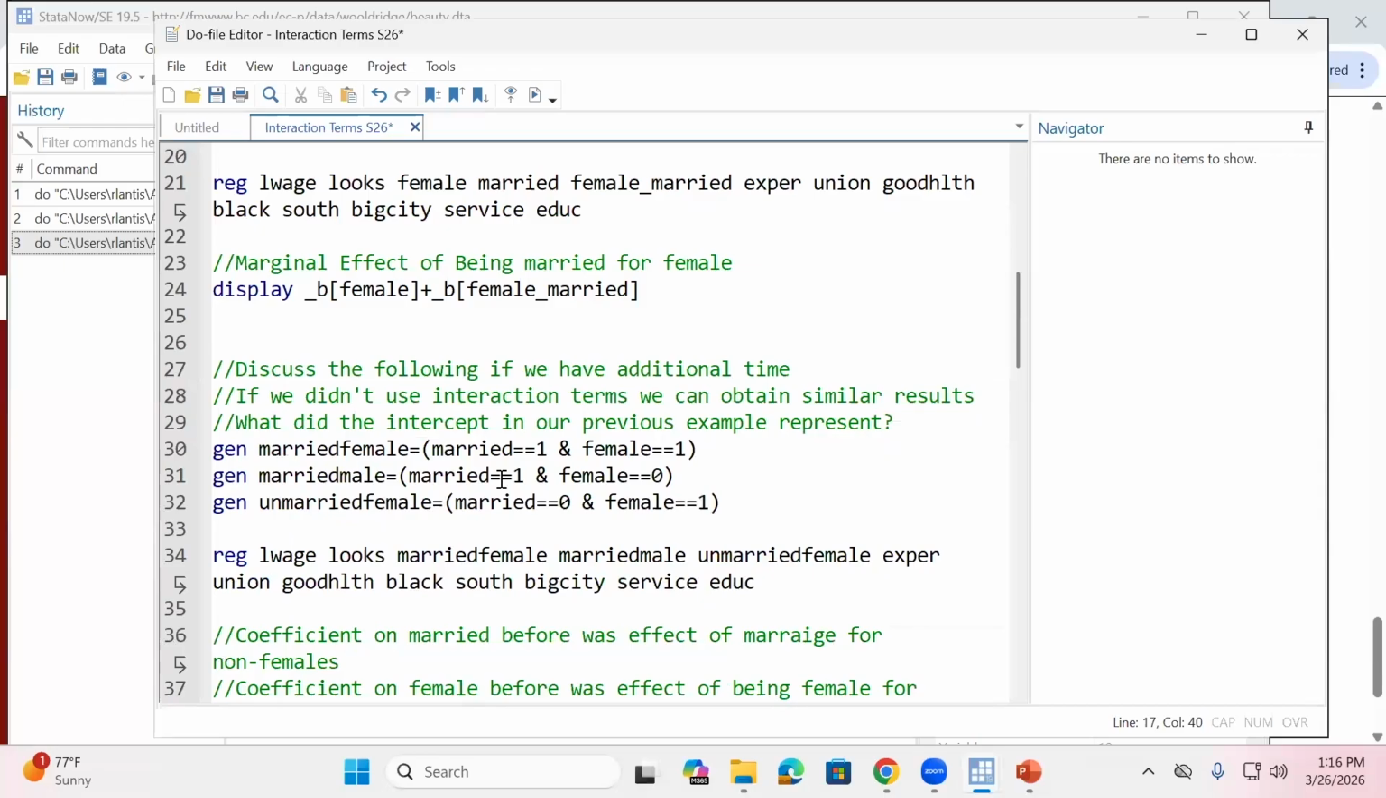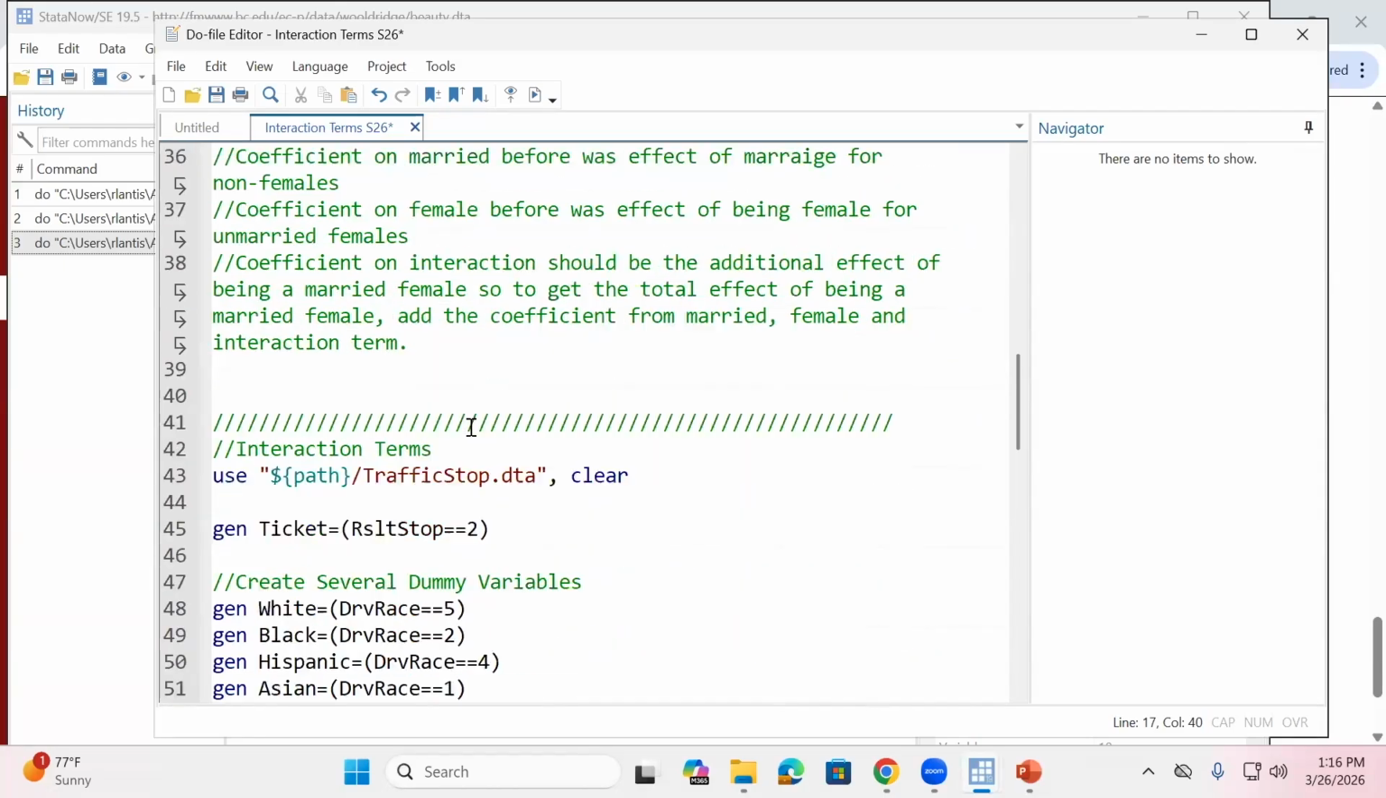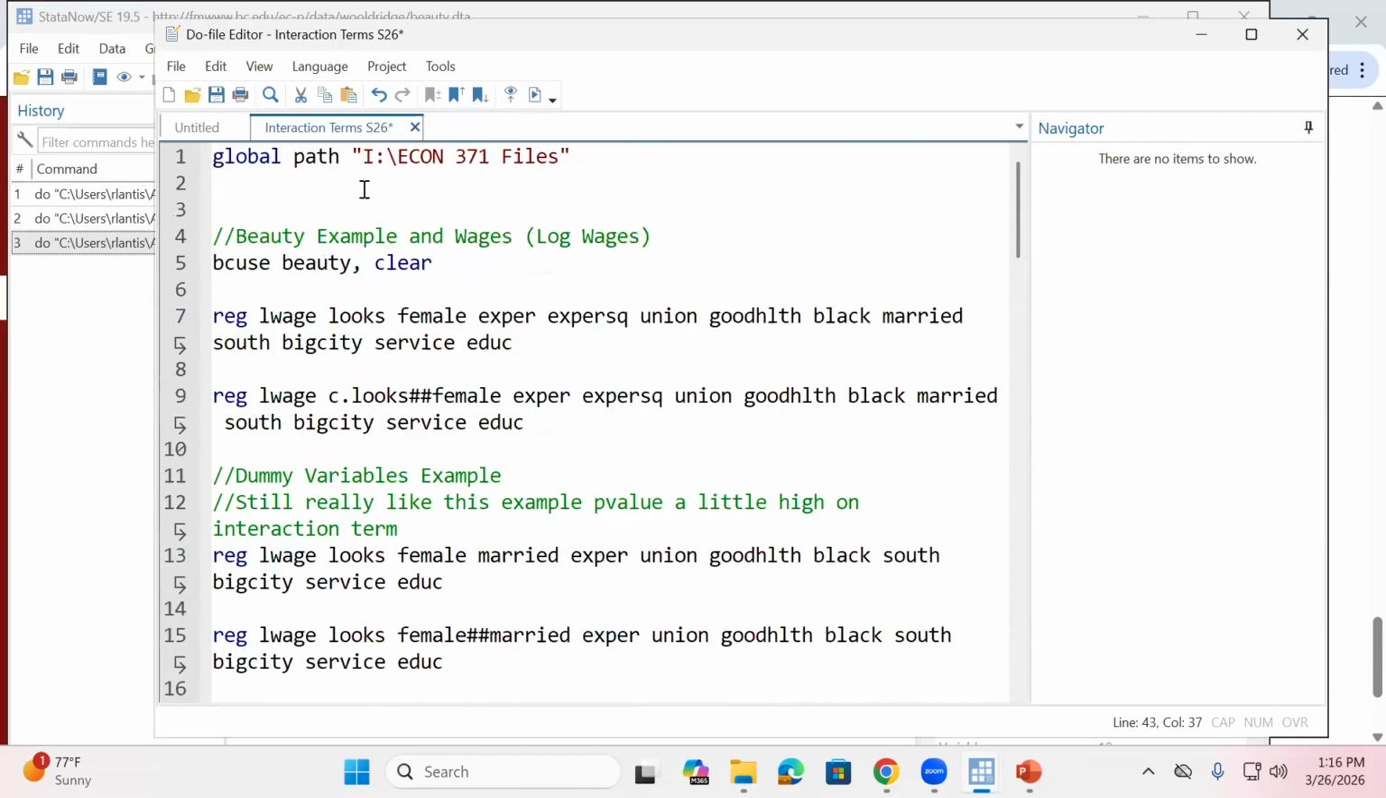So I'm going to skip this for now. We might come back to this next week if we have time. It's just a different way of thinking about these interaction terms. I'm actually going to come down here and show you a different example. So let me make sure I get my global path set correct.